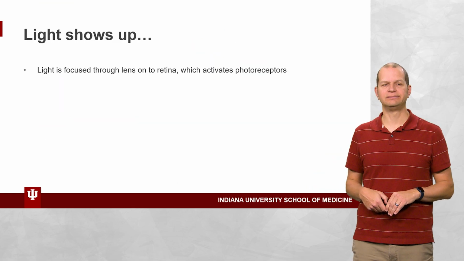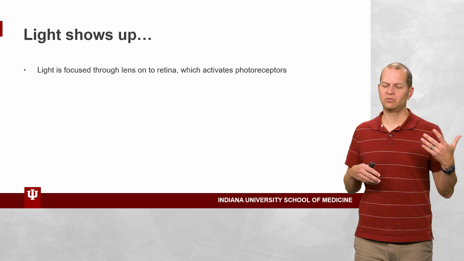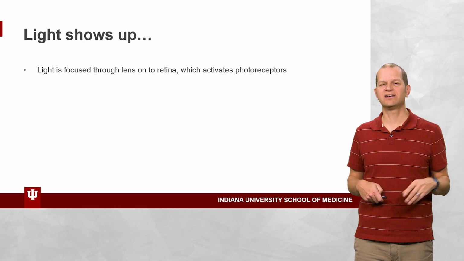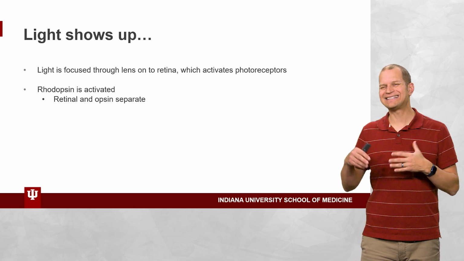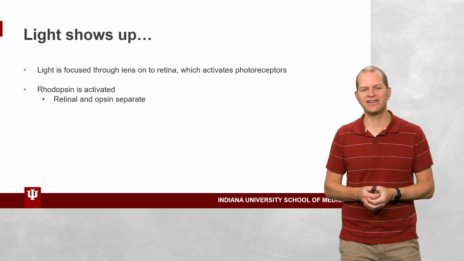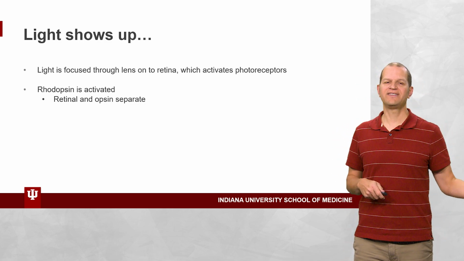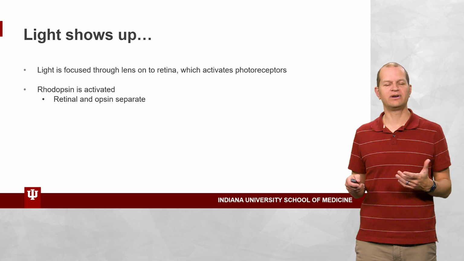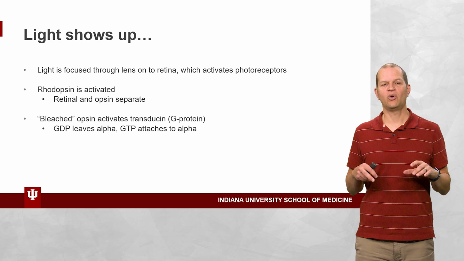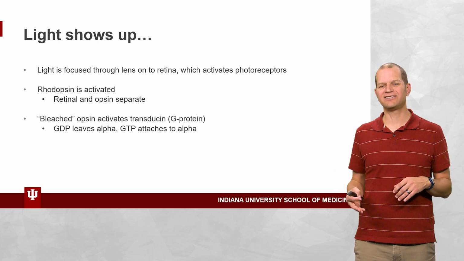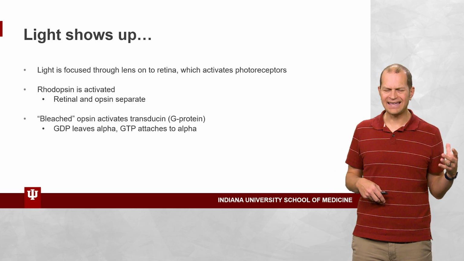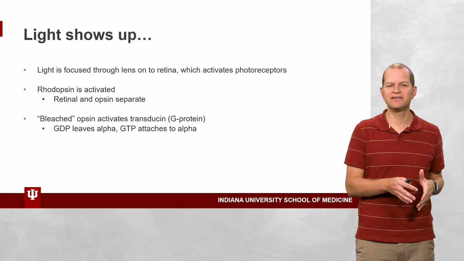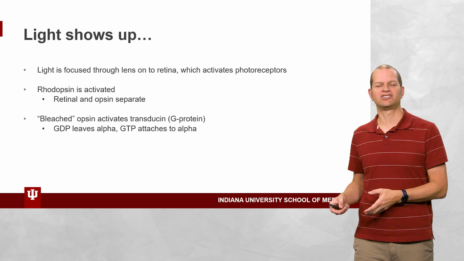Well, light shows up, focuses on the retina, and we activate these photoreceptors. Remember how we said that there's this protein called rhodopsin? Well, rhodopsin is activated by light, and when it's activated, it actually breaks apart. So we've now got retinal and opsin. We're not going to worry about retinal, we're going to focus on opsin. And so opsin is what actually activates the G protein. Okay, opsin will bind to the G protein. That causes GDP to leave and GTP to attach.